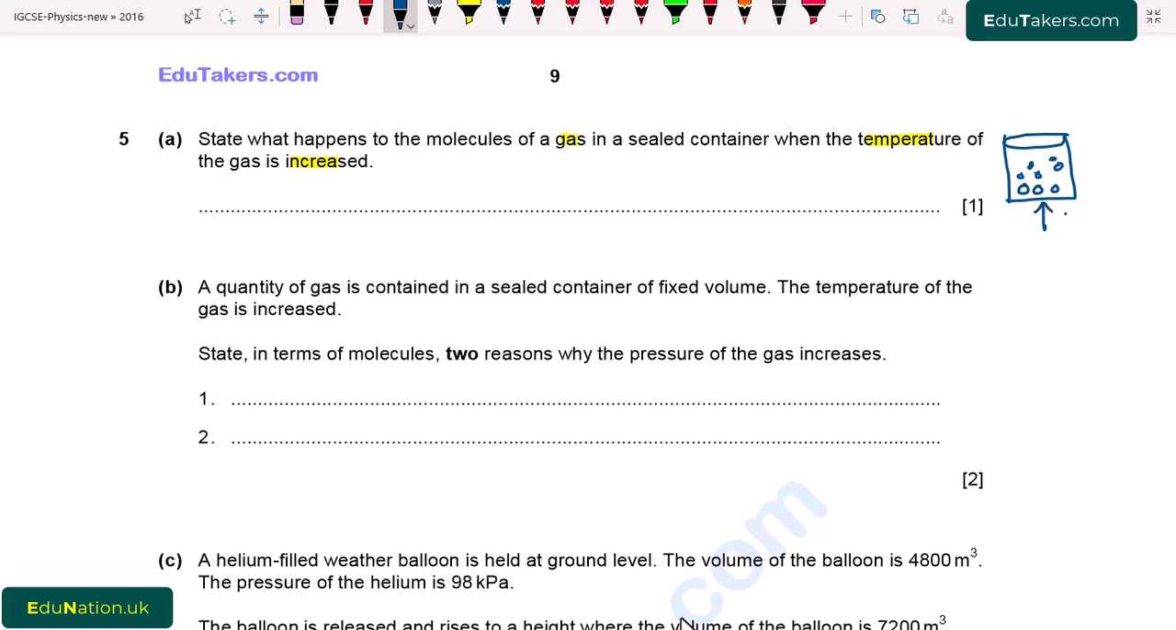So when we increase the temperature, the gas molecules move rapidly. It means that the speed of molecules increases. They collide more rapidly with each other and also with the walls of the container. So I write here: by increasing the temperature, the speed of molecules increases.